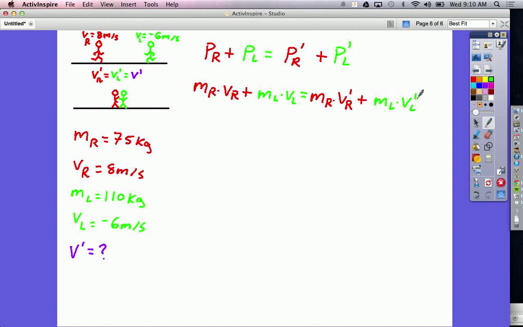Now we don't have any zeros in here. We have nothing to cancel out. There is a speed of the running back before the collision. There's a speed of the linebacker before the collision. And we're not sure what the speeds over here are, but that's what we're going to try and find.